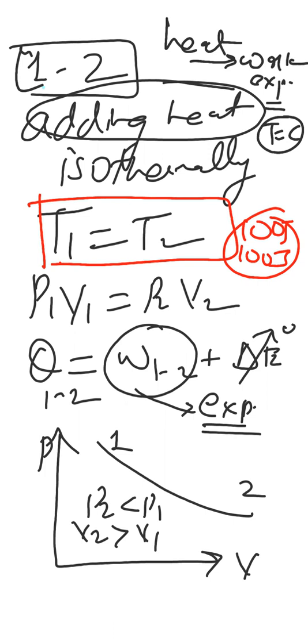Note it down and raise your hand. Okay, 1 to 2 process. Clear now? Process 1 to 2. The graph is also clear now. Note it and raise your hand. 1 to 2 process.